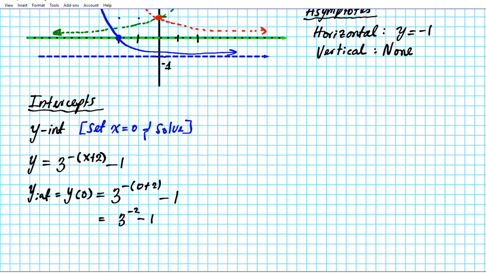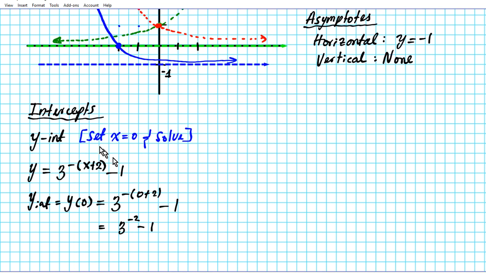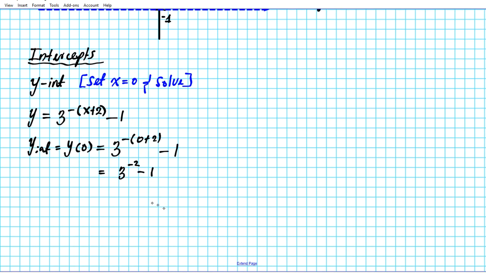Now, using the reciprocal property of exponents, we can rewrite 3 to the negative 2 as 1 over 3 squared, minus 1 over 1. Simplify further, we have 1 over 9 minus 1. The LCD of 9 and 1 is 9, so 1 over 9 minus 9 over 9. And then the answer is going to be negative 8 over 9. Our y-intercept is negative 8 over 9.